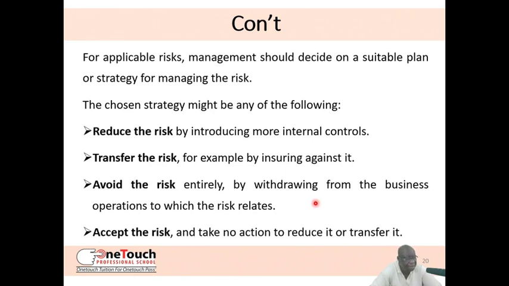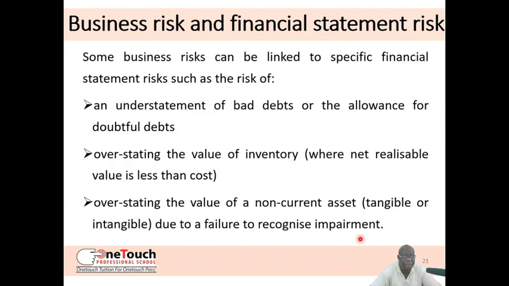You have transferred it. Or you can avoid it altogether by withdrawing from the business operations to which the risk relates. Yes, some operations have high risks. If you don't want to involve yourself in those high risks, you can avoid it by not taking part in that particular operation. That is avoidance. Then accept the risk. Sometimes risks are inevitable, but some of the risks you can avoid, some you can transfer, others you can reduce, and the rest you can accept. That means whatever it is, you have to accept it as it is. So you can accept the risk and take no action to reduce it or transfer it. That is it.